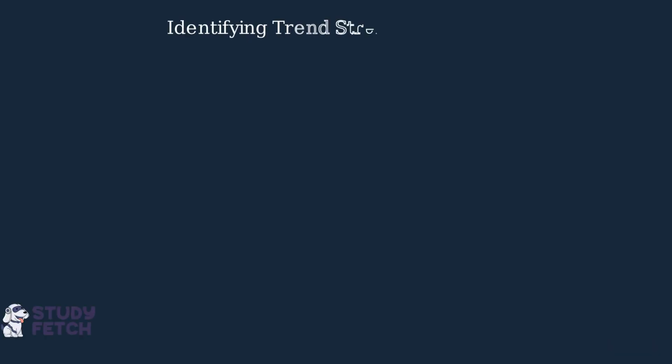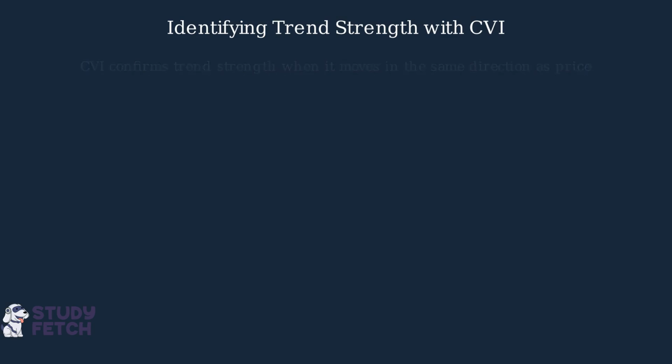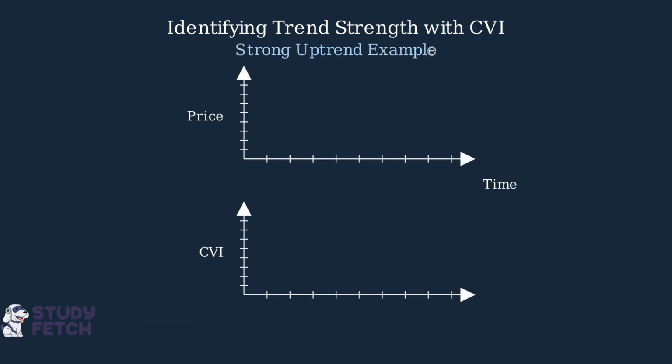In this section, we'll explore how to identify trend strength using the Cumulative Volume Index. One of CVI's primary uses is confirming price trends. When CVI moves in the same direction as price, it suggests the trend has strong volume support. Let's look at an example of a strong uptrend, where both price and CVI are rising.